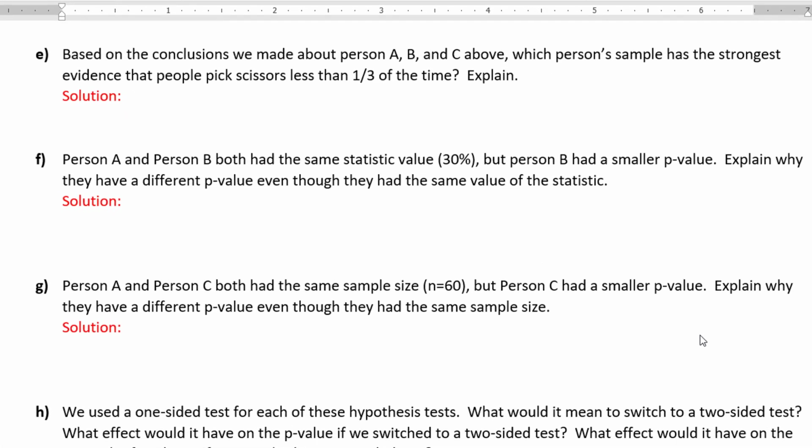This is Module 4, the last video. We're going to go through parts E, F, G, and H for example 2.